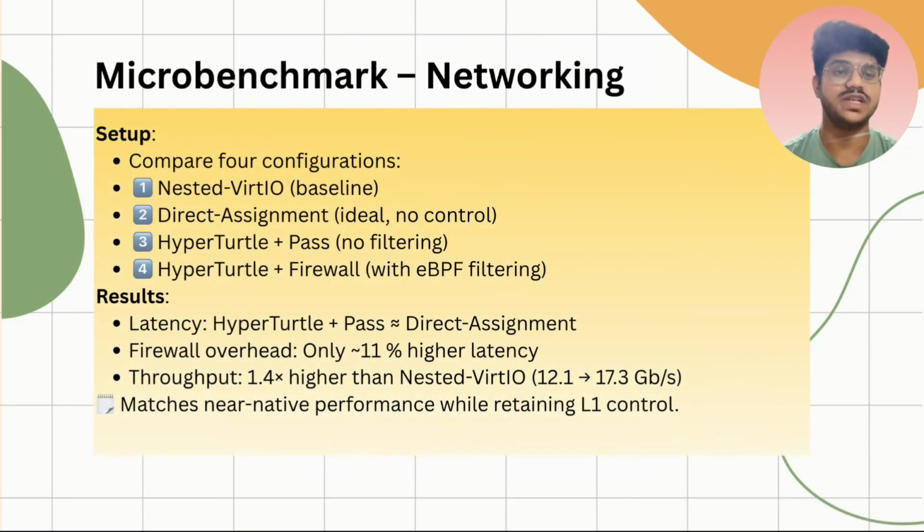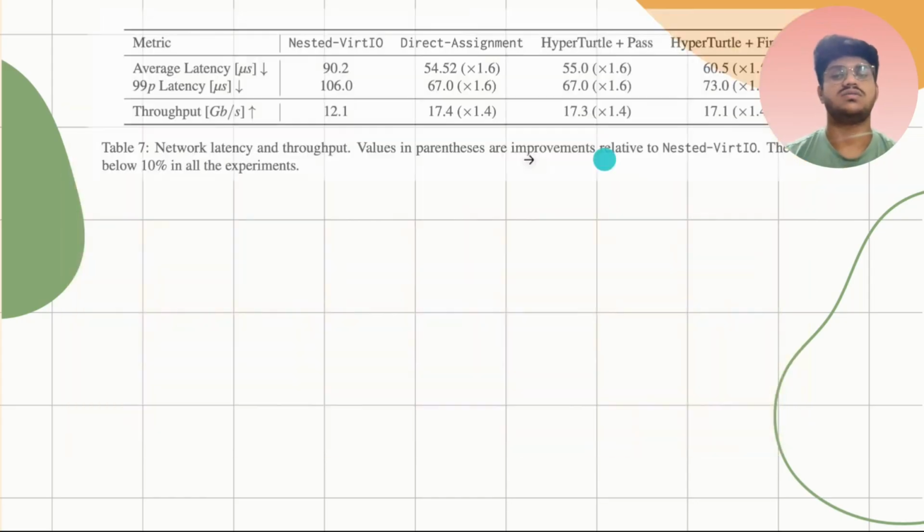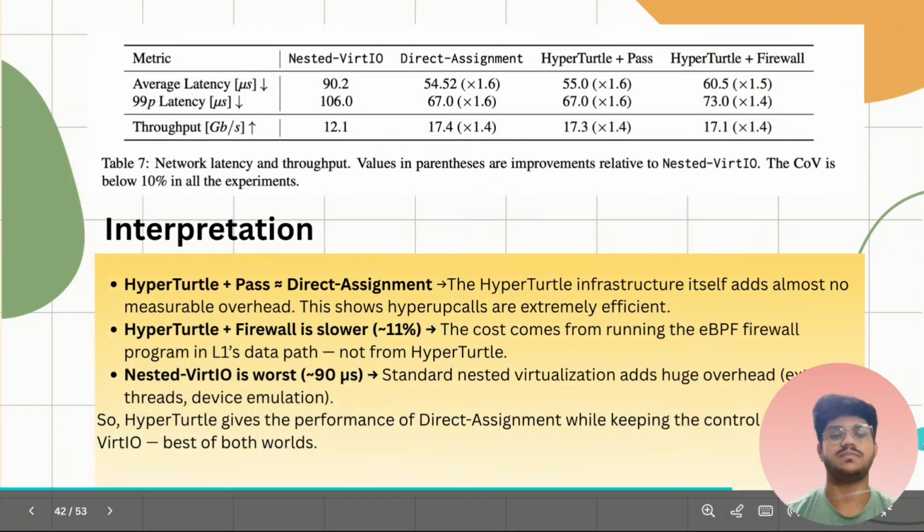Now coming to the next benchmark, which is for networking. For networking, we'll be comparing four models. The first is nested virtualization, and the next is direct assignment. In direct assignment, the main problem is that the L1 layer loses control over L2. In order to restore L1's control, we have introduced HyperTurtle. There are two versions of HyperTurtle, with firewall and without firewall. When we tested this, the result we got is displayed here.